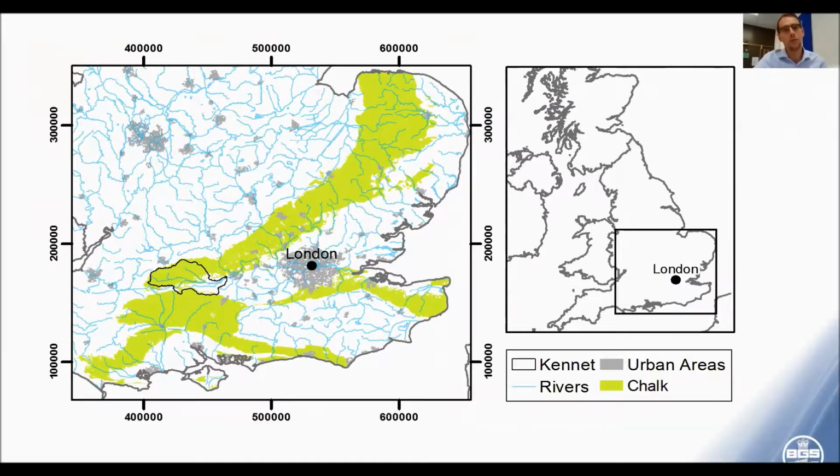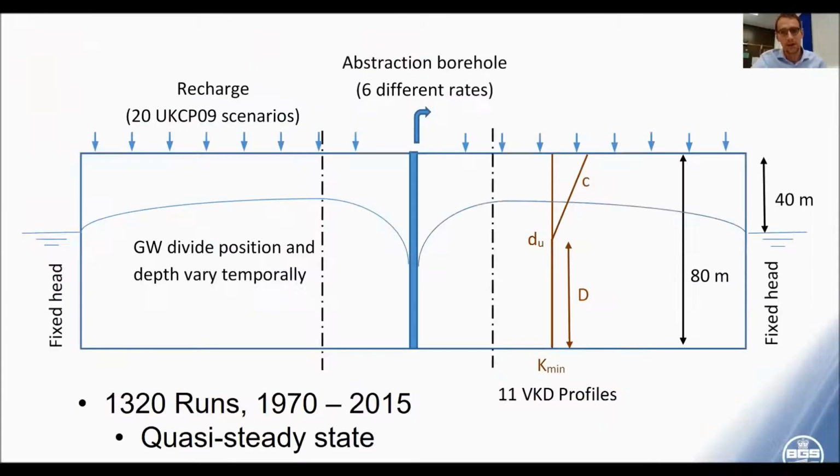So to do that, we developed a simple conceptual groundwater model for an idealized site focused in the Kennet catchment in the chalk in southeast England. Here's just a quick schematic of the model that we've developed. Basically, it's a radial groundwater flow model, and we stress that model using a number of different recharge scenarios, which are perturbed by the climate change scenarios from UKCP09. We apply a number of different permeability profiles, looking at the changes in permeability with depth, and we apply a number of different abstraction rates.